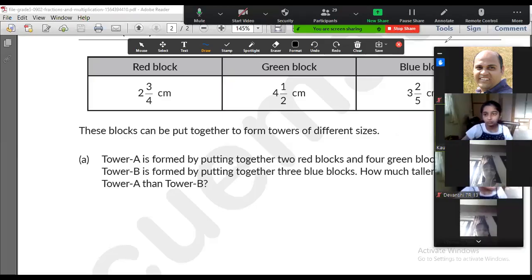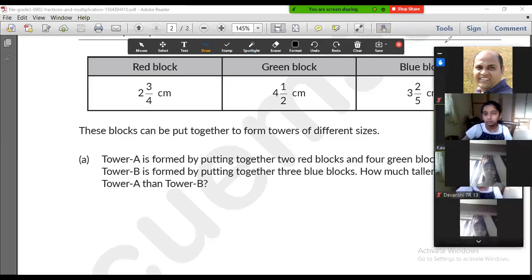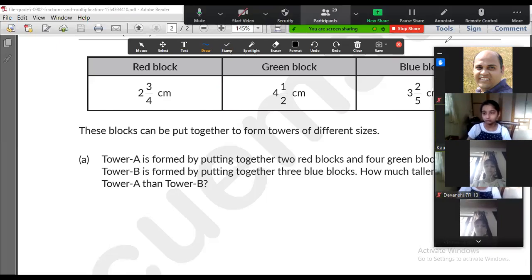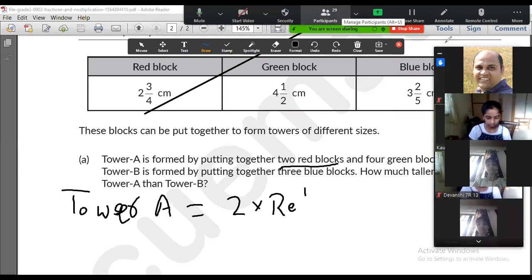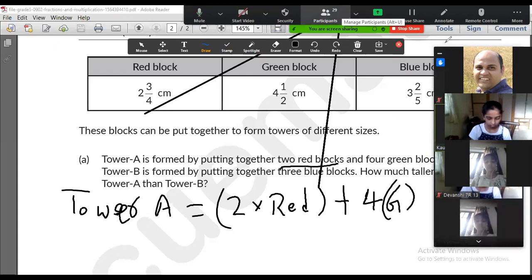Okay. Now, the question is, the length is given in the red block, green block, and blue block. Tower A is formed by putting together two times red blocks plus four times green blocks. Right? Two times red and four times green blocks.